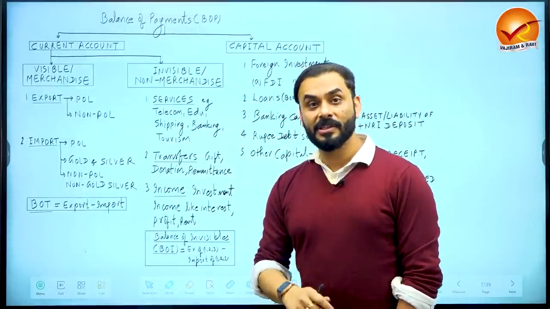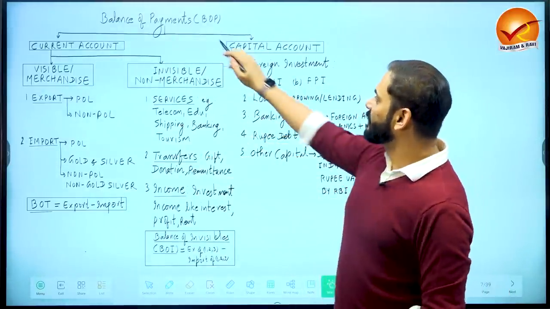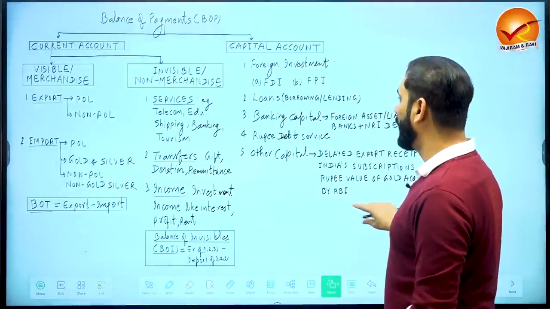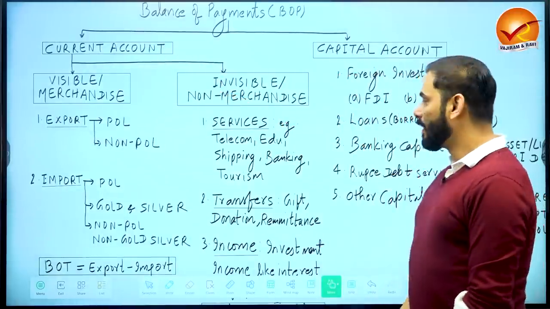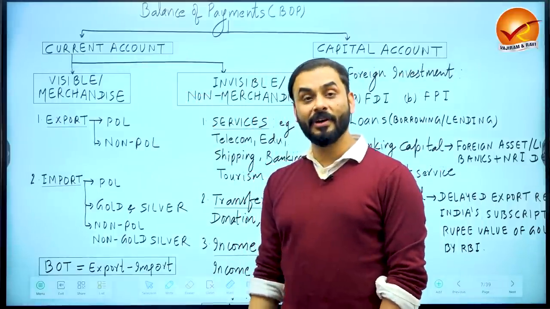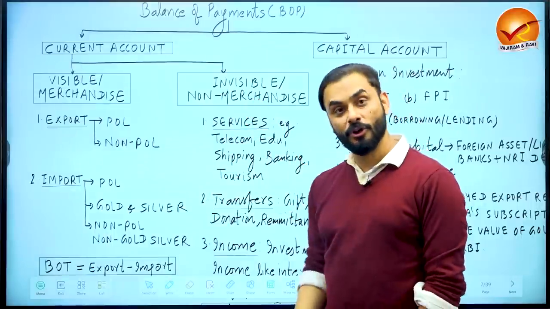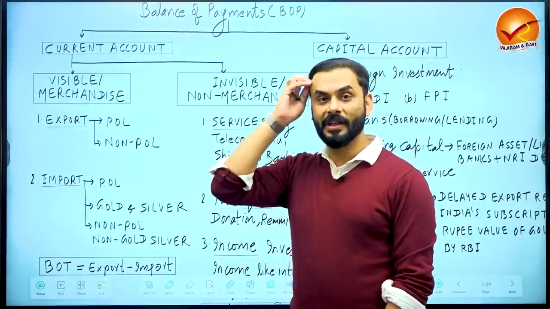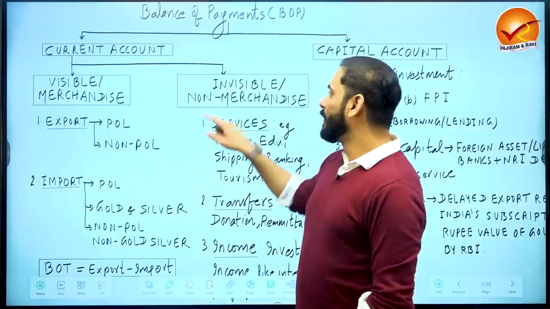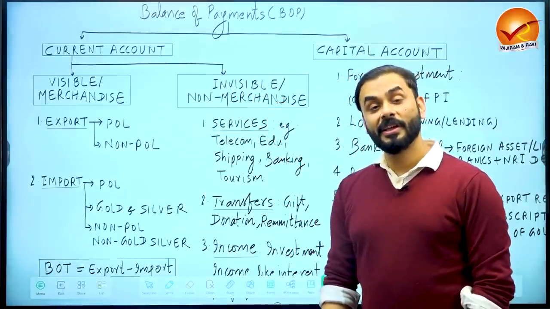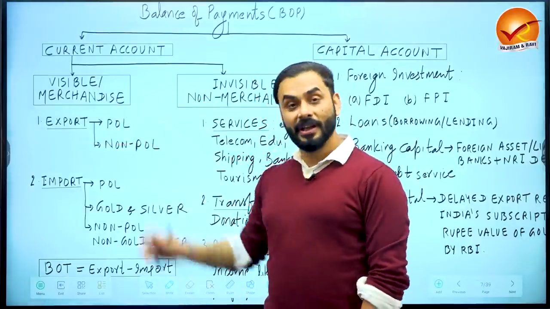So before we get into the economic survey, it's very important that we understand what is balance of payment in terms of its technicalities also. So you see, this is balance of payments. As I told you, it can be divided into two parts: current account and capital account. Now, current account can be divided into two parts. We have already seen. First is called visible or merchandise. Second is called invisible or non-merchandise. So visible or merchandise means trade in goods. Invisible or non-merchandise means trade in services.